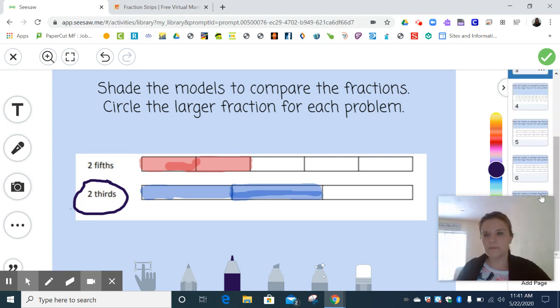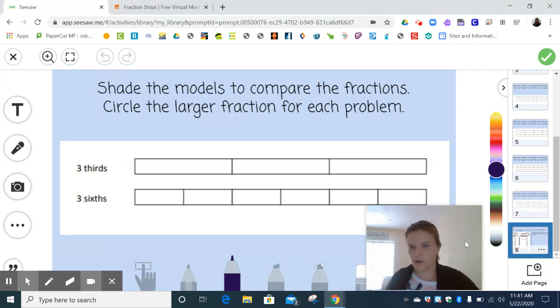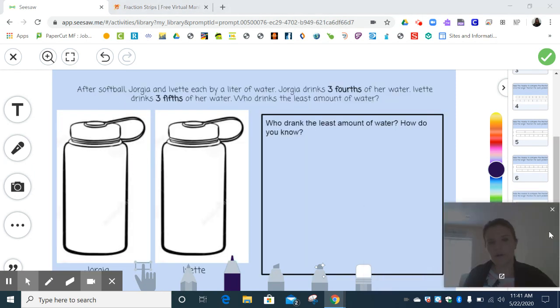When you get to the bottom slide, it is actually a story problem. So hopefully I'll be able to get to that. Here we go. I'm going to read it to you, and then I'm going to see if you can figure this one out. All right, so it says, after softball, Georgia and Yvette each buy a liter of water. So this is a picture of the liter that they bought. Georgia drinks 3/4 of her water. Yvette drinks 3/5 of her water. Who drinks the least amount of water?